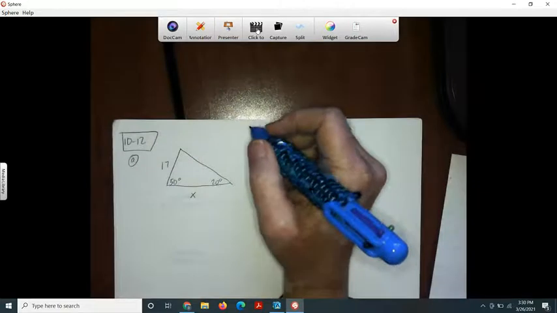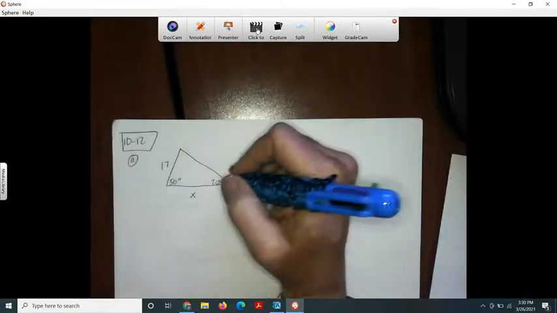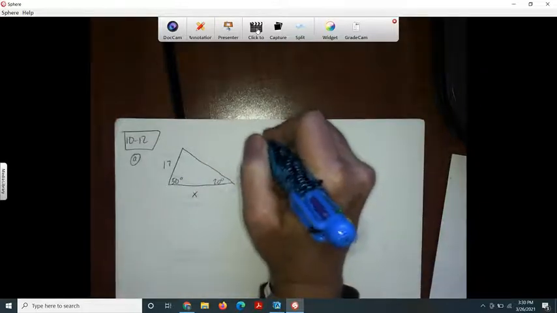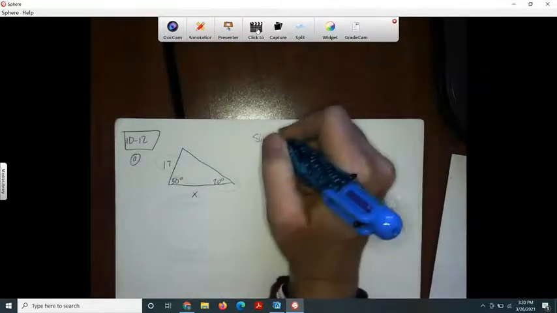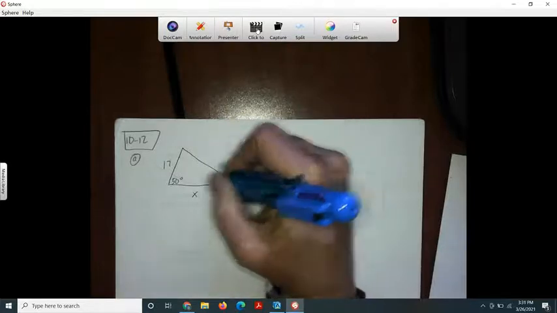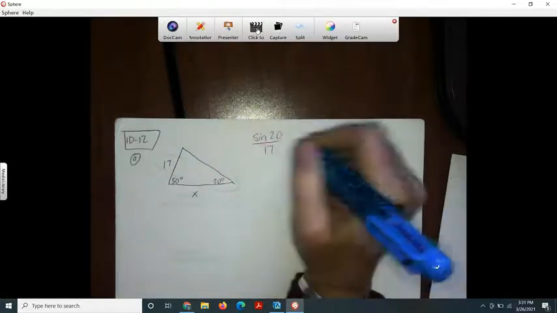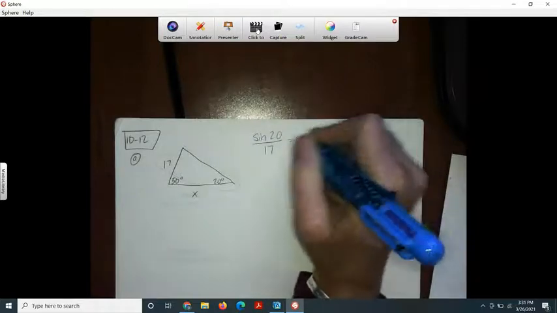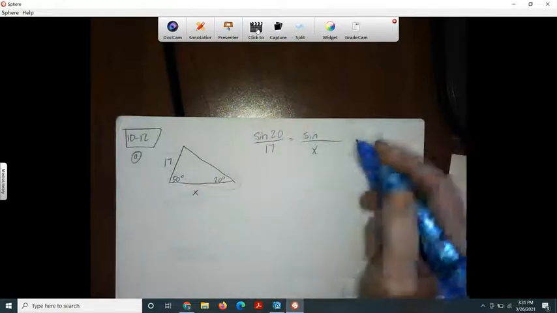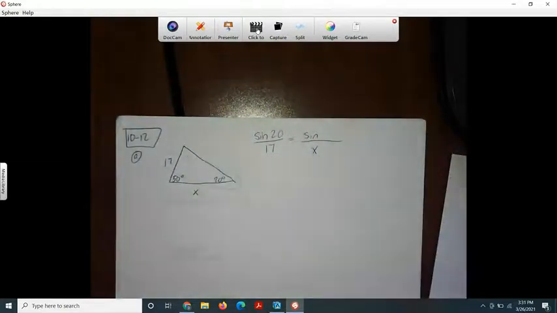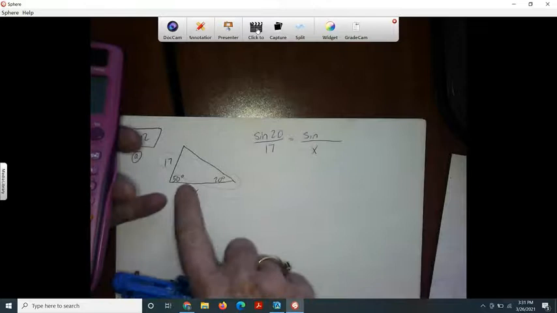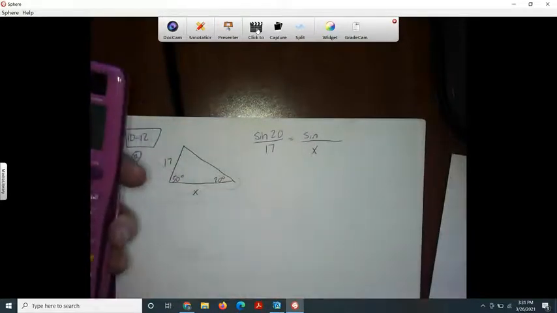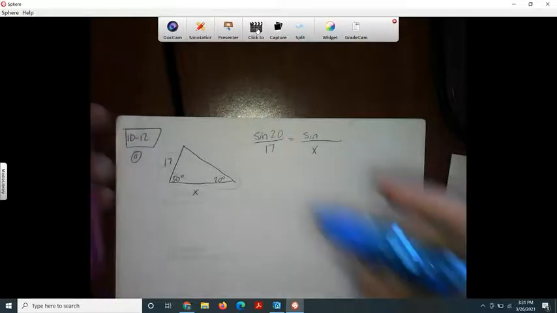So you need some angle pairs. So I see I have the 17 and the 20. So I could say sine of 20 is to the side across from it, as sine of, I don't know yet, is to x. So I need this angle measure, but I can get it pretty easily. I can just go 180 minus 50 minus 20. And I get 110 here.